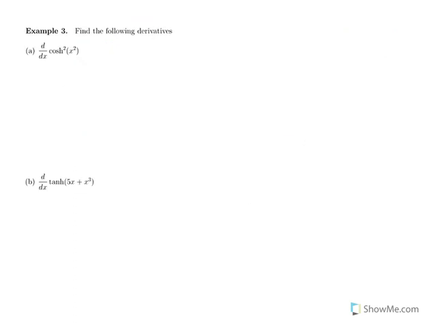So one more practice problem, or 2 more. Let's do some derivatives with these hyperbolic functions. So the first is cosh squared of x squared. Note this is function composition, so we're going to need the chain rule. It's important to note that the chain rule is because we have cosh of x squared, all of that squared.